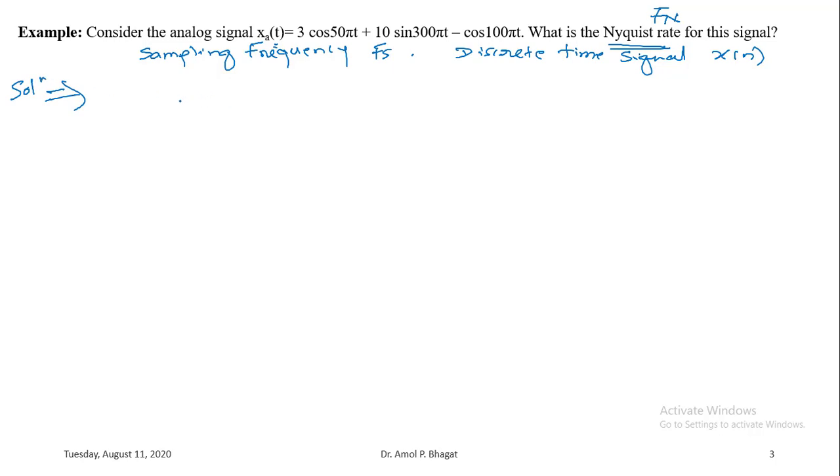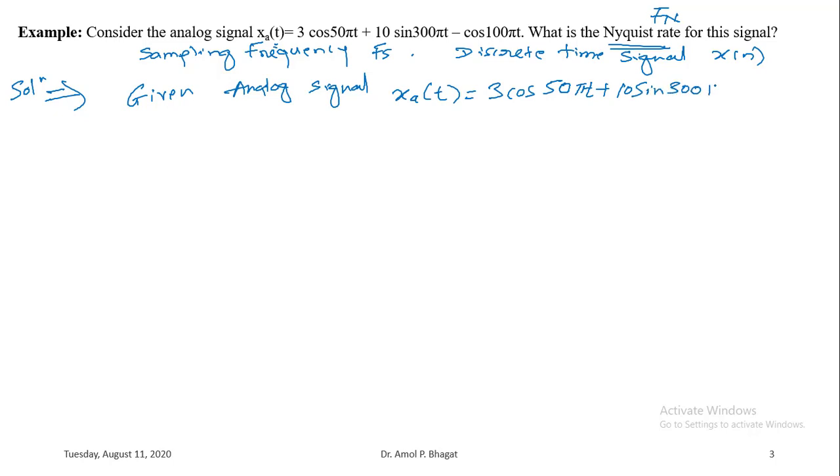So the given analog signal x of t is equal to 3 cos 50 pi t plus 10 sin 300 pi t minus cos 100 pi t.